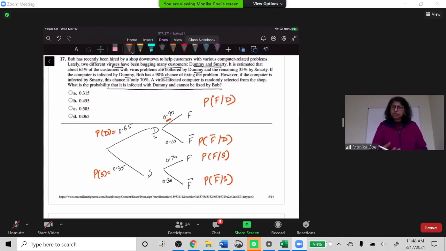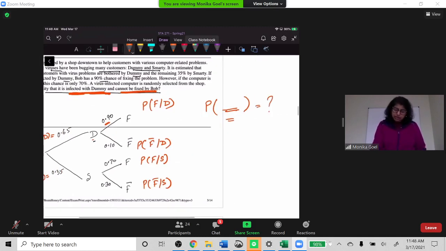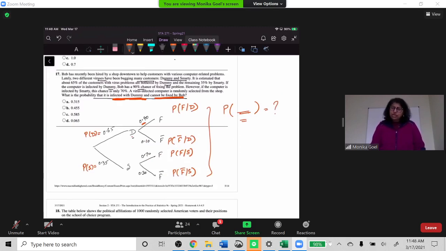Go back to your question and see what the question is asking. It says, what is the probability that it is infected with dummy and cannot be fixed? Infected with dummy and cannot be fixed. So you know that it is given that it is a dummy virus and it cannot be fixed. So make sure you know what goes here, plug it in, you have all the information, and then you can solve it. So hope this tree diagram makes sense.